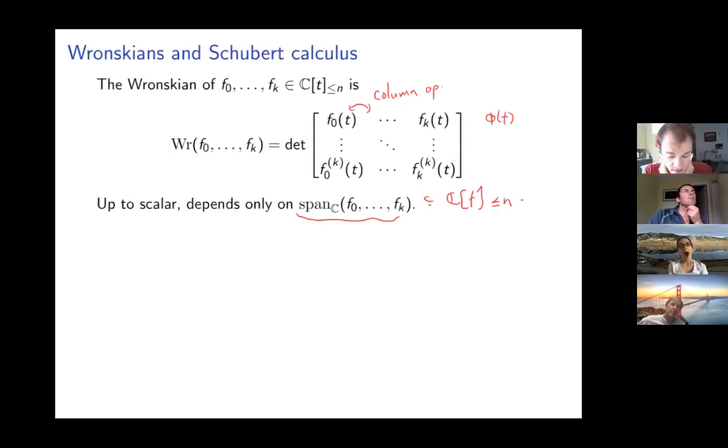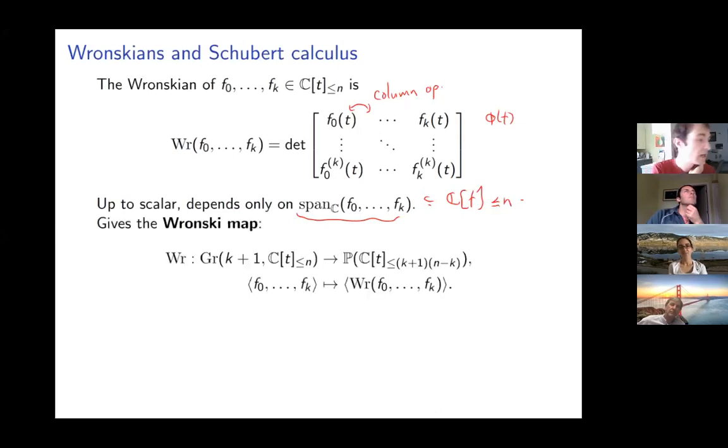The way to think of this geometrically is that this gives us a map of varieties from the Grassmannian of subspaces of polynomials to the projective space of polynomials, where we take our subspace, we calculate its Wronskian, and then we forget about the leading coefficient. We're just going to remember the roots of the Wronskian. That's basically what it means to have a polynomial in one variable up to scalar.